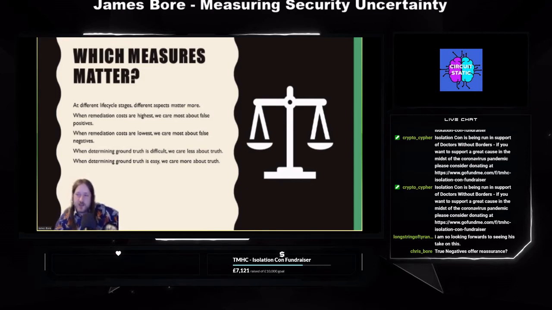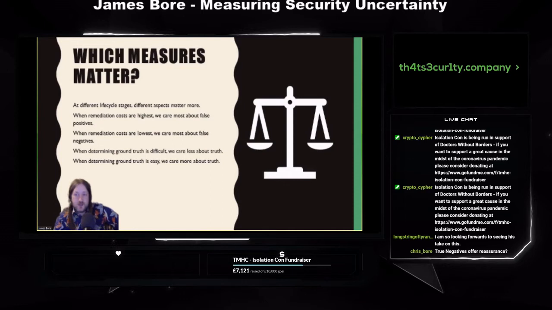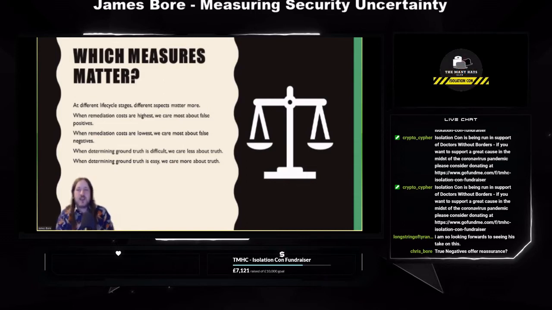Now, the next step is when determining the actual ground truth is difficult, we have to care less about the truth because it's so much more work to do it. And this again ties into the life cycle. At the definition stage, we can't tell whether a particular issue is going to lead to further issues down the line. We've got a lot more uncertainty. So our ground truth, we can be much broader with, make a much wider sample, and we don't care so much about the accuracy of what's true. We want to err on the side of caution.